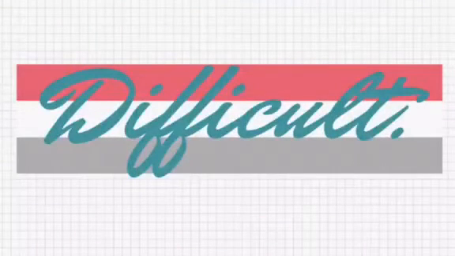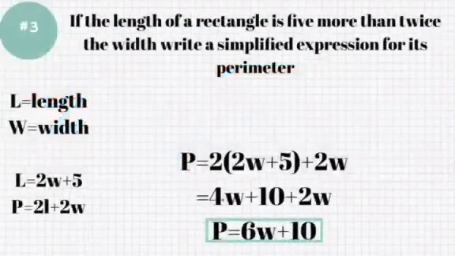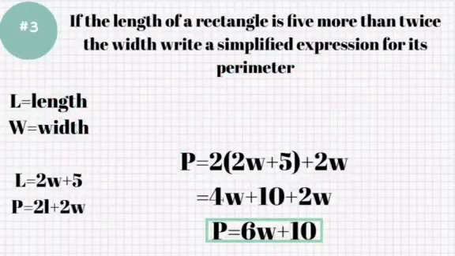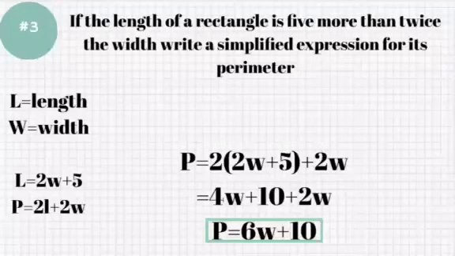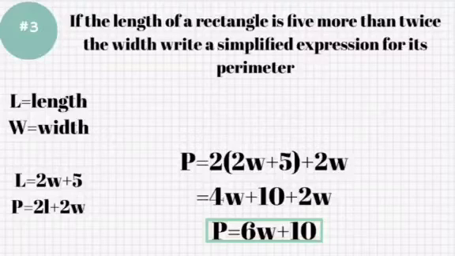Now that you've learned how to add and subtract polynomial equations, let's move on to a more challenging example. In this example, you are asked if the length of a rectangle is 5 more than twice the width, write a simplified expression for its perimeter. L would be equals to length and W would be equals to width. Since it is said that the length of a rectangle is 5 more than twice the width, L would be equals to 2W plus 5.